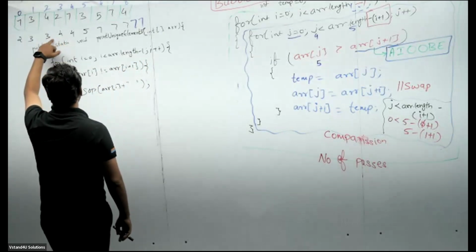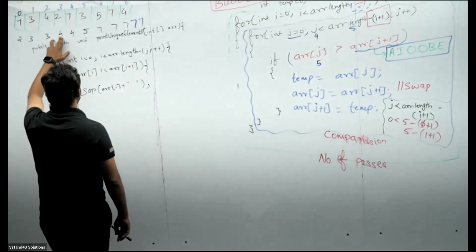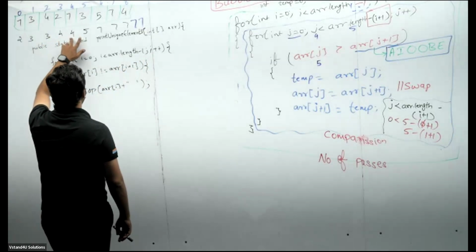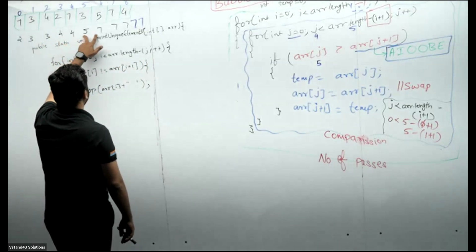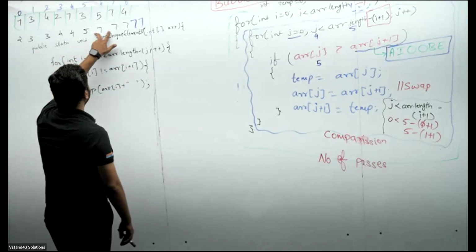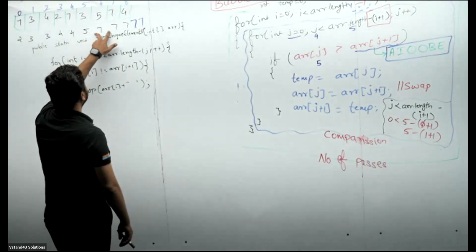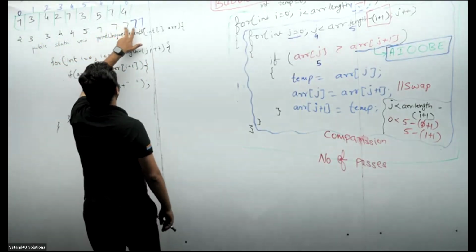In this case, I'll print 3 if I'm comparing these two. Then I'll compare these two. I'll not print it. I'll print it. Then I'll print it. Then I'll print. No. 7, 7, same. Not printing. Not printing.